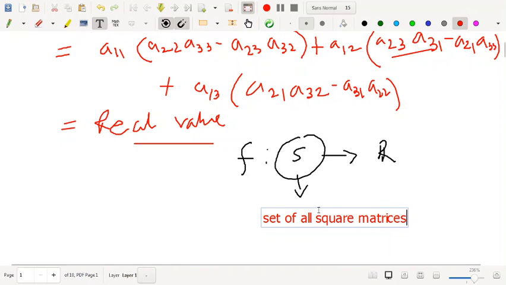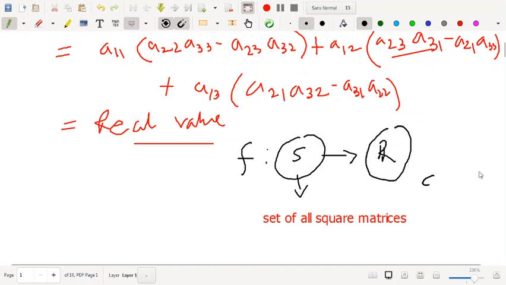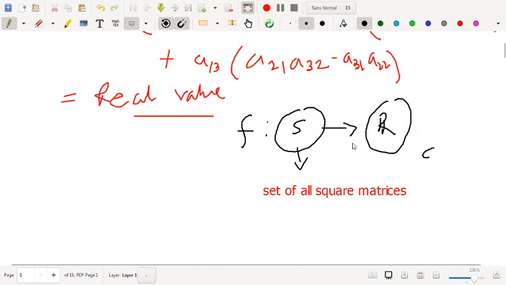This is a very important concept. S is the set of all square matrices, right? And what you are getting on the right hand side is a value, a scalar value, a constant. It may be a real number, it may be complex, that depends on the matrix actually. If the matrix is complex, you get a complex value, but in this case we are dealing with a real value. So we can say determinant is a function.